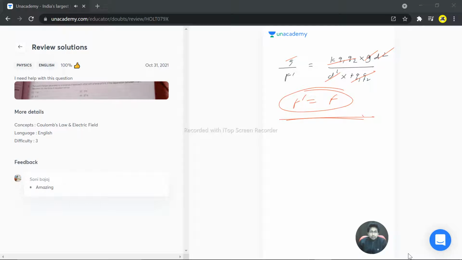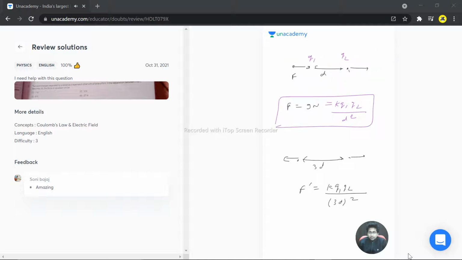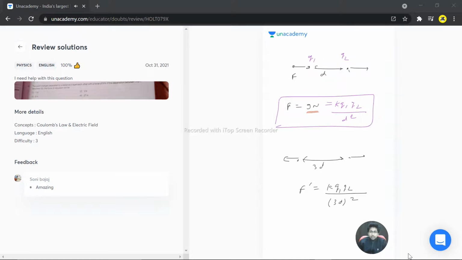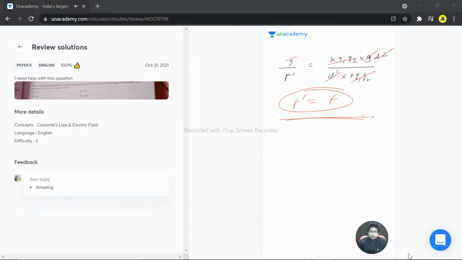Okay, so it will be only 9 by f dash we have written, because initially the force is 9 Newton. So now after increasing the distance 3 times, force remains the same. Okay, k q1 q2 by d square, so we can say 9 by f dash is equal to k q1 q2 by d square, and here it is k q1 q2 by d square. Instead of d we have 9d square. 9 cancel out, so f dash is coming out to be f only.